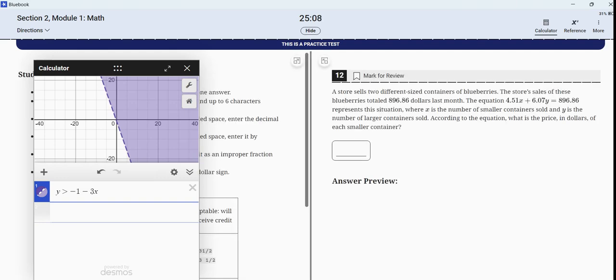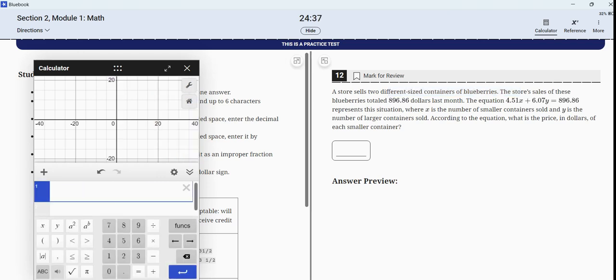A store sells 2 different sized containers of blueberries. The store sales of these blueberries totaled $896.86 last month. The equation 4.51x plus 6.07y is equal to 896.86 represents the situation where x is the number of smaller containers sold and y is the number of larger containers sold. According to the equation, what is the price in dollars of each smaller container? Sorry. That was a really big sentence, so let me just break it down.